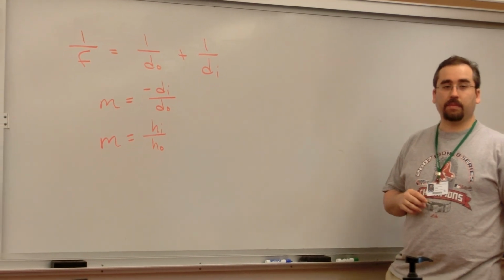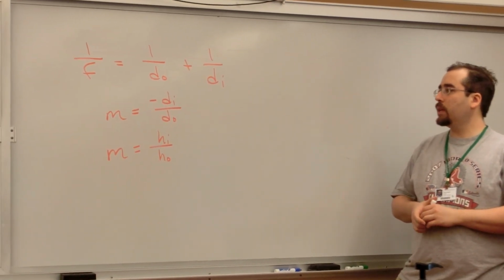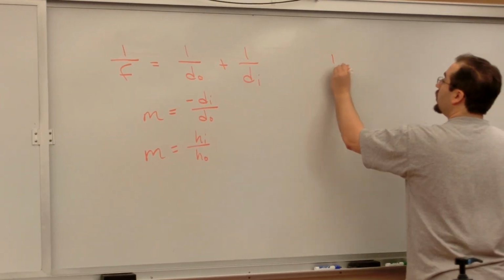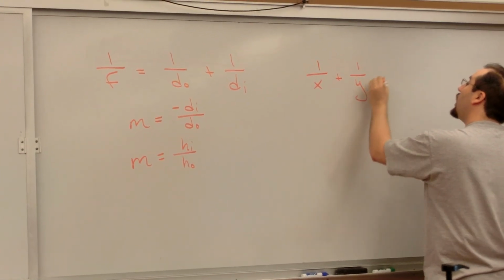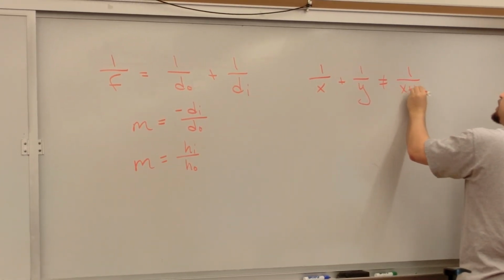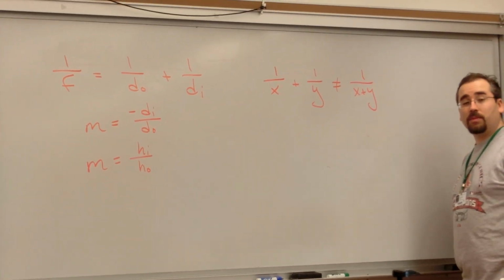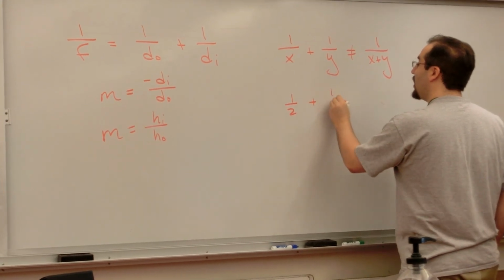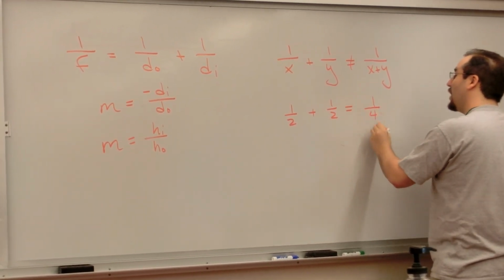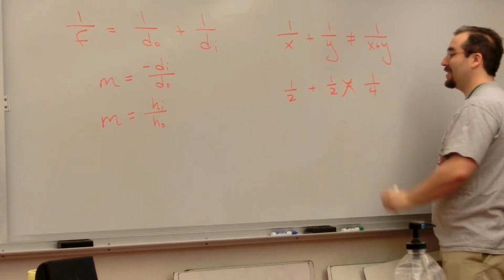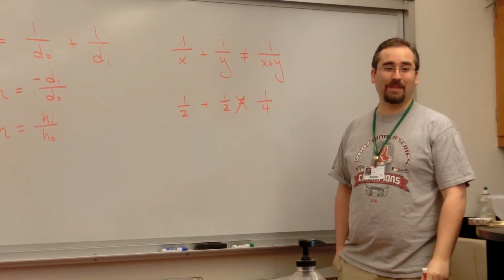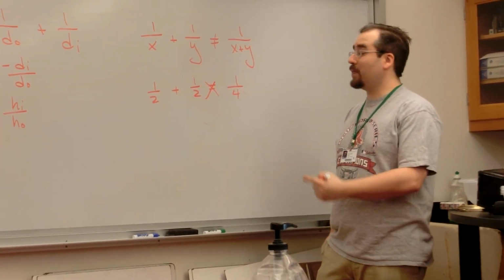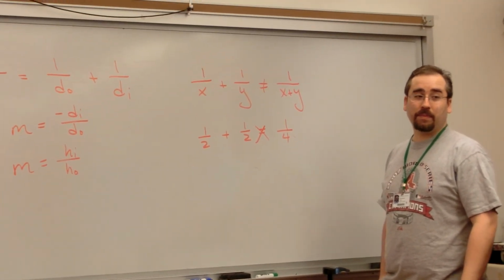You've got to be very careful when we add fractions. Remember, 1 over x plus 1 over y does not equal 1 over x plus y. That is not true. For example, if I give you a half of a pizza, when you already have a half of a pizza, you do not have a quarter of a pizza. That is not true. It is a very tempting habit. It is a very dangerous habit because it is very much wrong.